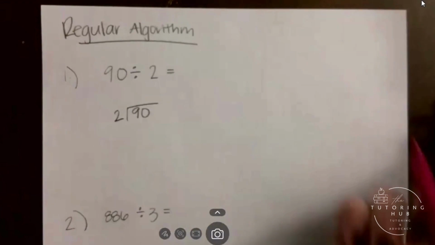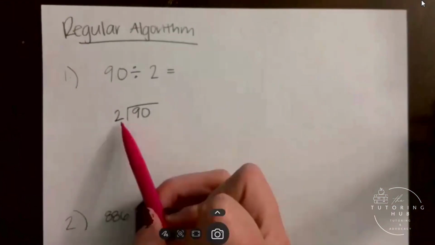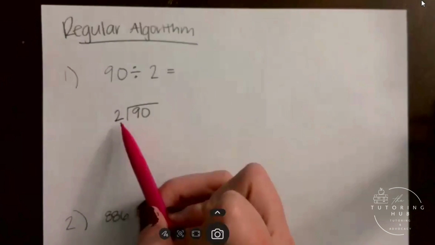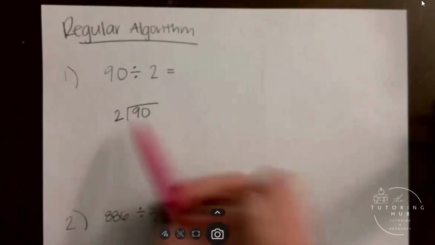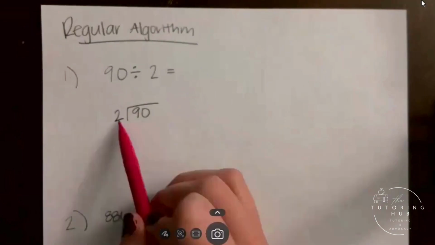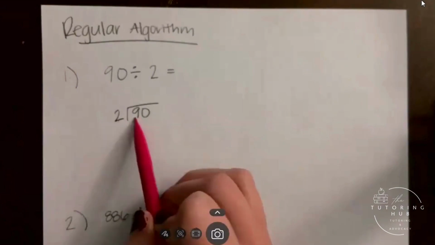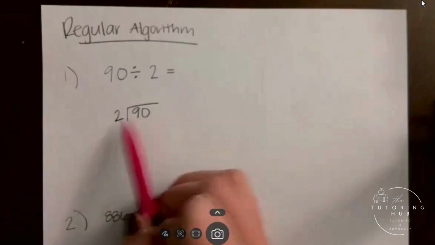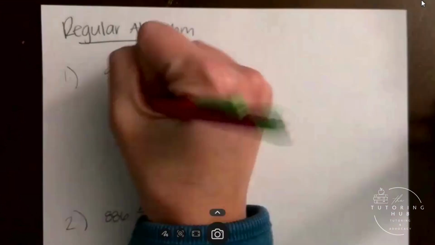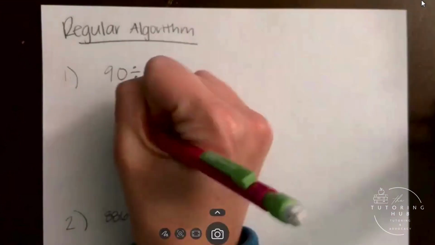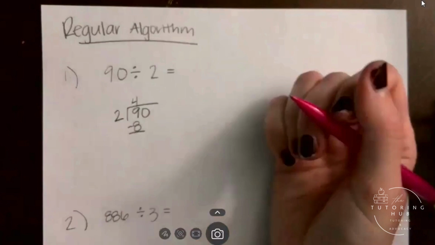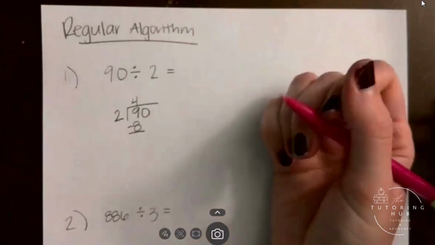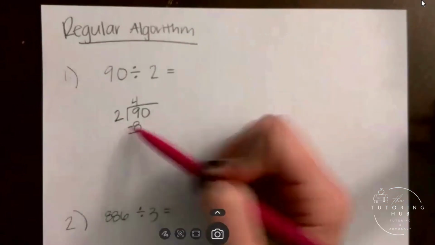So I'm going to think about my two facts, okay? So 2 times 1, 2 times 2, 2 times 3, and so on. So now I'm thinking, how many times can 2 go into 9? If you're thinking to yourself 4 times, you are correct. So 2 times 4 is 8. Now we're setting up our subtracting. So 9 minus 8 is 1.